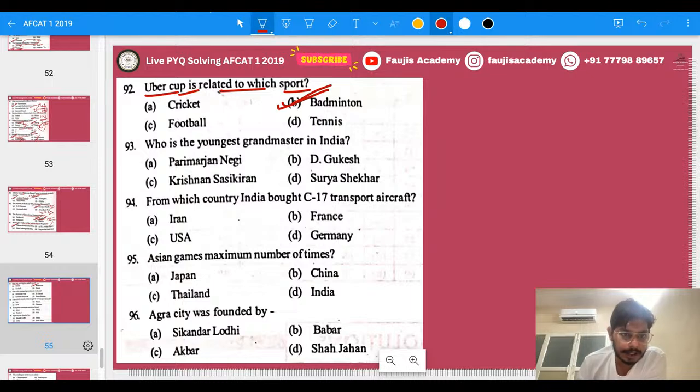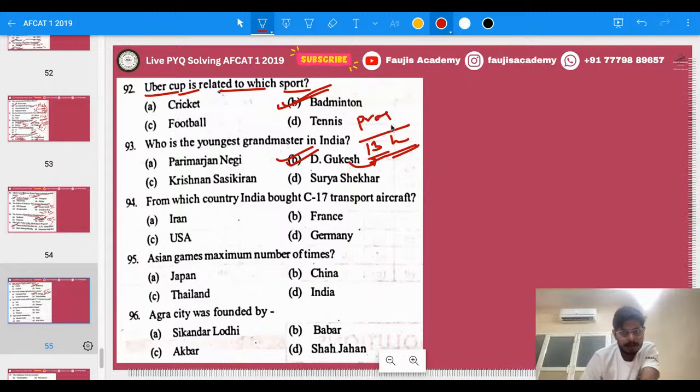Okay. 93. Who is the youngest grandmaster in India? Okay. The youngest grandmaster in India is none other than D Gukesh over here. D Gukesh at the age of 13 years and some months was the one. Right. And he broke the record of none other than Pragnananda. Okay. Pragnananda. Right. Okay. These two are the chess players, grandmasters from the state of Tamil Nadu.